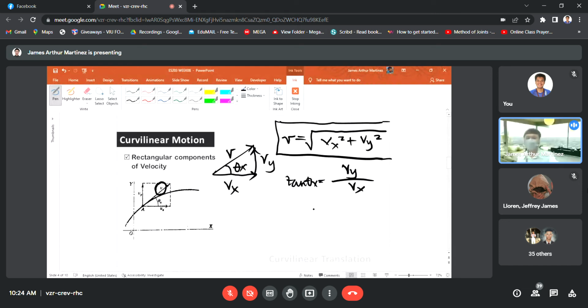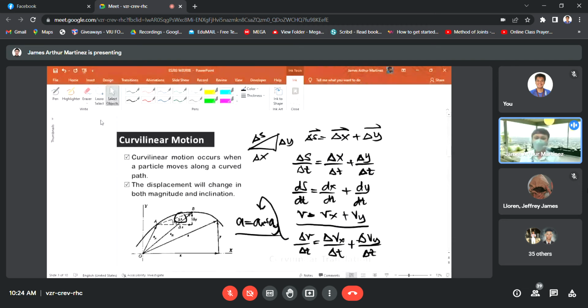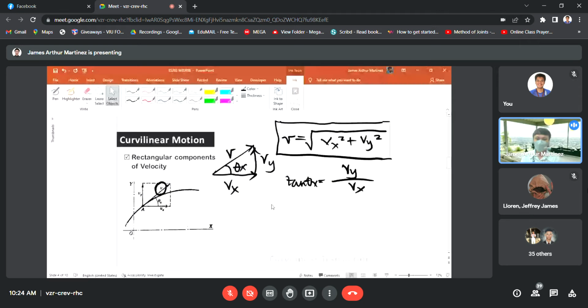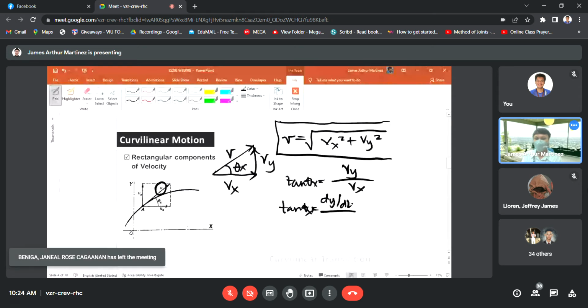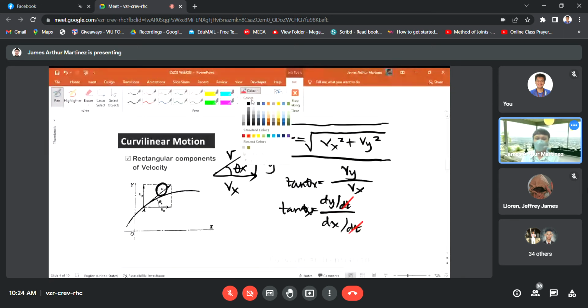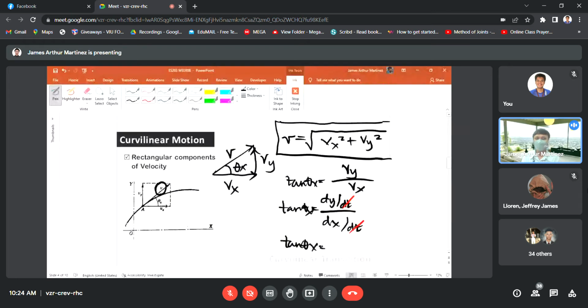And recall, with respect to distance or displacement, Vx is dx over dt, and Vy is your dy over dt. So substituting those values for Vy and Vx, you'll have here dy over dt and dx over dt. So, reciprocal property, dt cancels out, leaving us with the equation tangent theta with respect to the x-axis is equal to dy over dx.